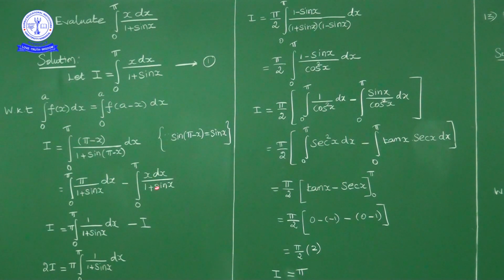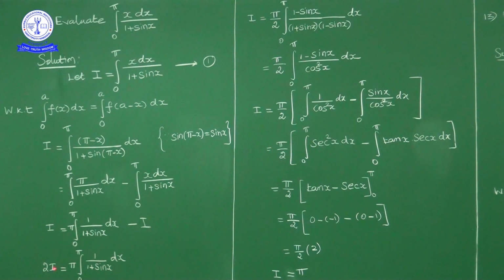But this is given I only from 1. Okay. Here I'll write I. So I is equal to constant pi, I'll write outside, pi into integral 0 to pi 1 upon 1 plus sin x dx minus I. This minus I comes to this side as plus I, plus I, 2I. 2I is equal to pi into integral 0 to pi 1 upon 1 plus sin x dx.